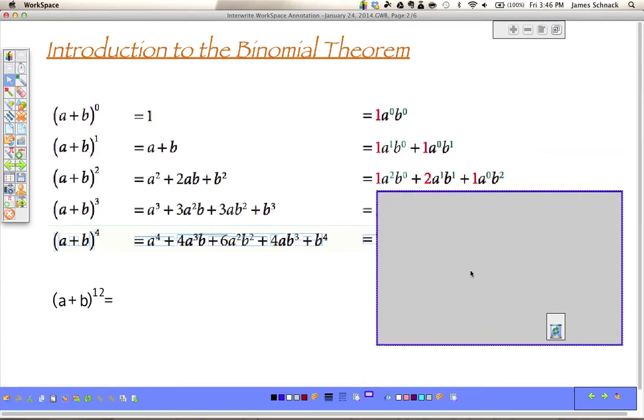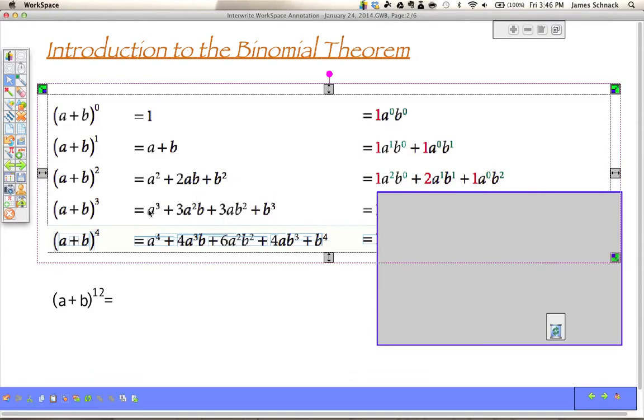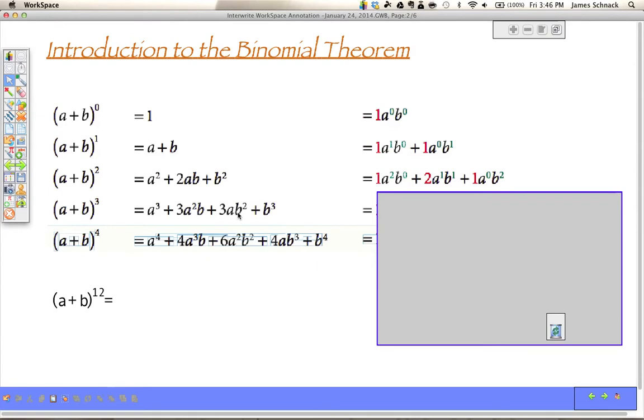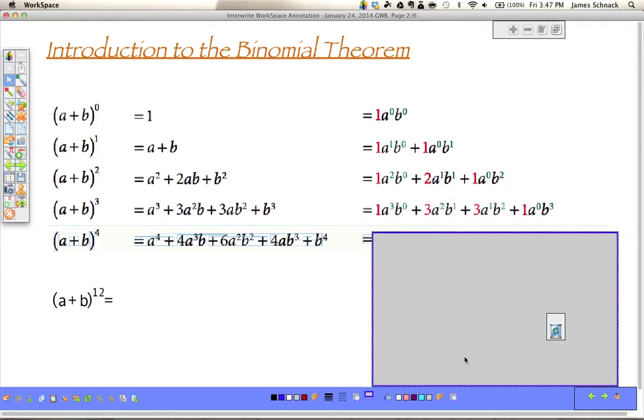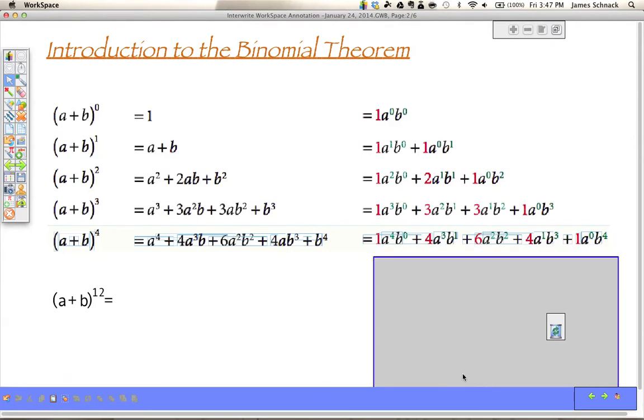The next one, I'm also putting coefficients in front of every term, notice. 1 times a squared, b to the 0, plus 2 times a to the first, b to the first, plus 1, a to the 0, b squared. Cool. Try and write down the cubic expansion using coefficients and using a's and b's in every term, so you'll need to add something into the first and last term. So here's what that would look like. And finally, the one with the 4th power would be here.